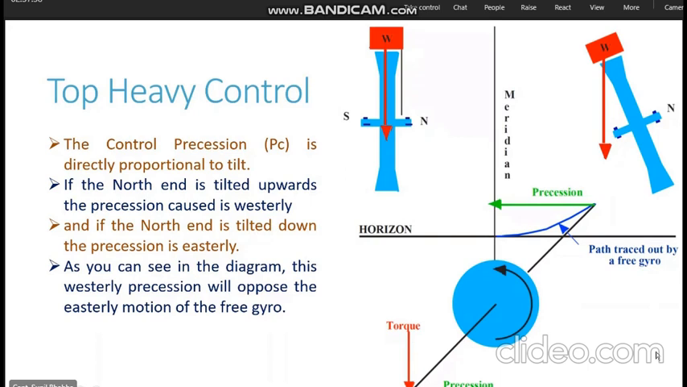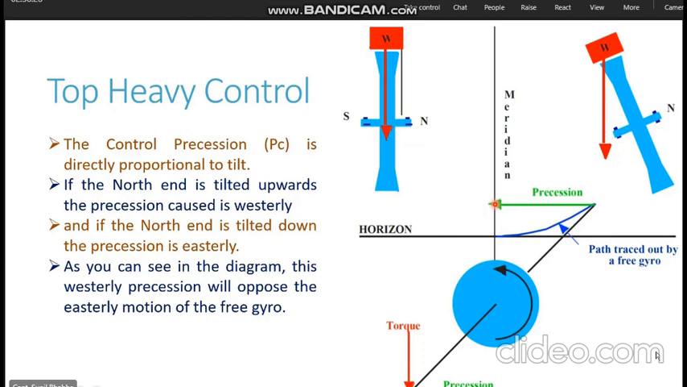With the south end precessing in the easterly direction, the north end has to precess in the westerly direction. The green arrow shows the direction of precession, or direction of the force which is generated, and you can see that this is opposing the eastward motion of the free gyro, and it is taking the spin axis back towards the meridian.